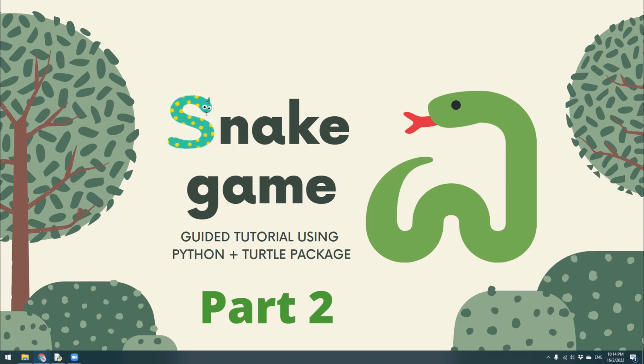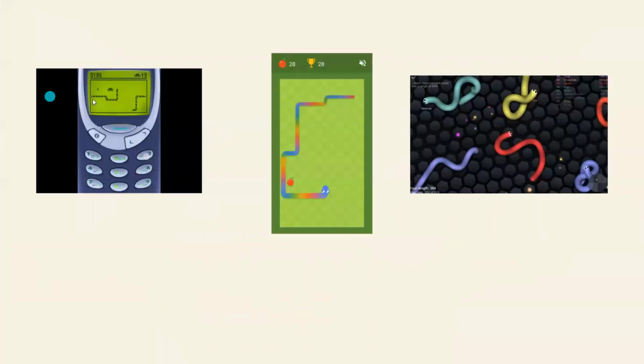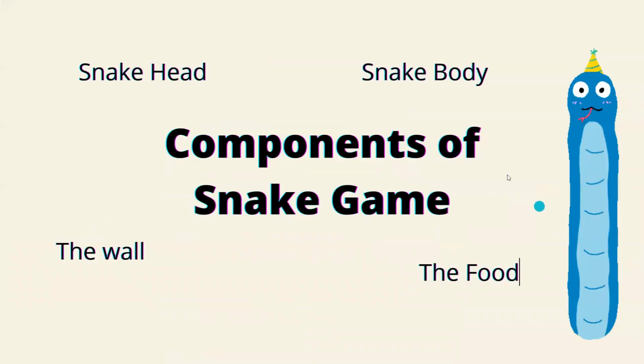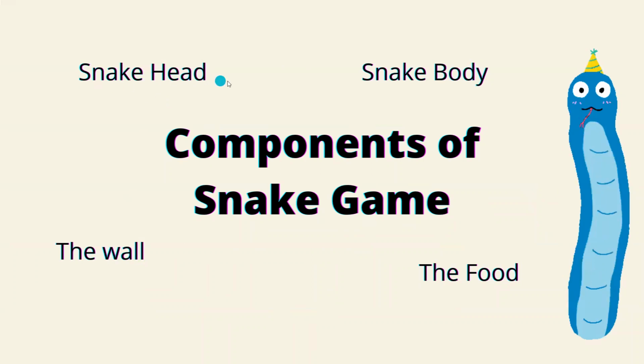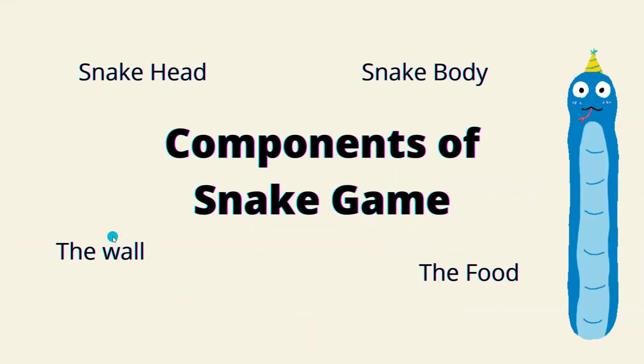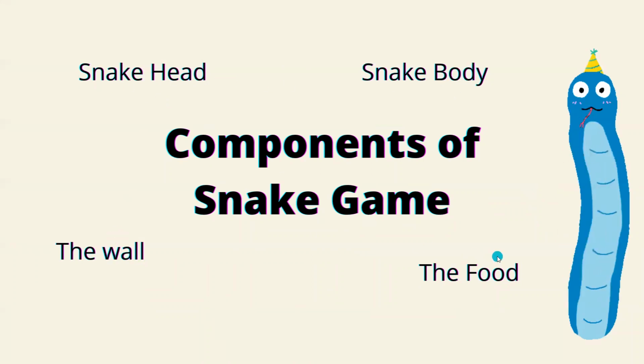So yeah, Snake Game is a very popular game. We have had the Nokia version of things, and we had the smartphone version of things. Then we had the multiplayer version of things. And these are some components of the snake game: snake head, snake body, the wall. If you touch the wall, you die. If you touch the food, you grow, etc.